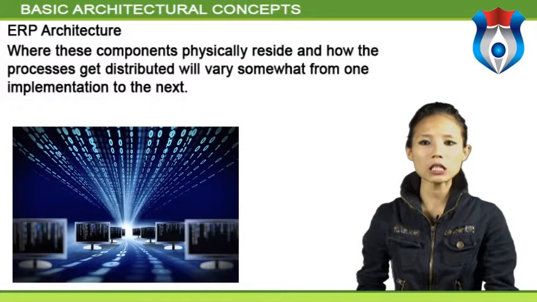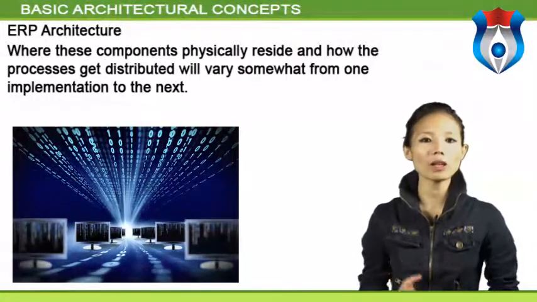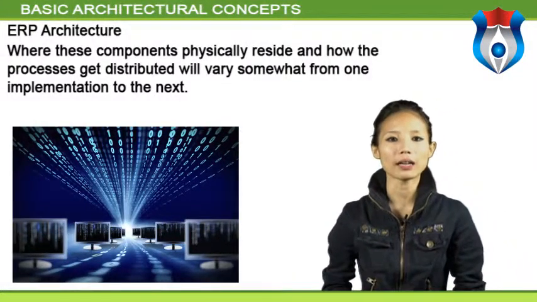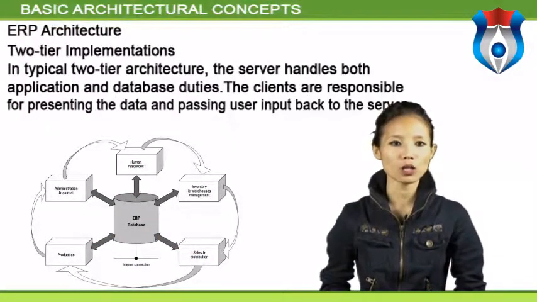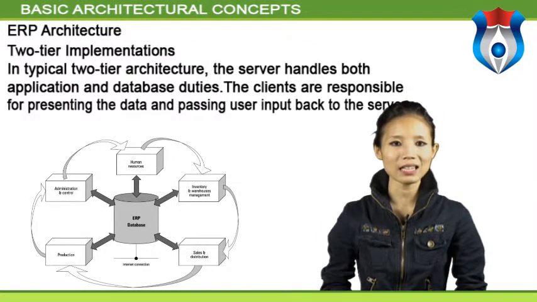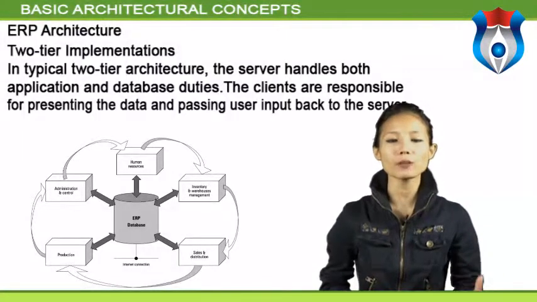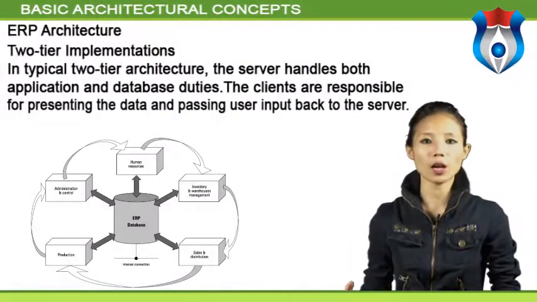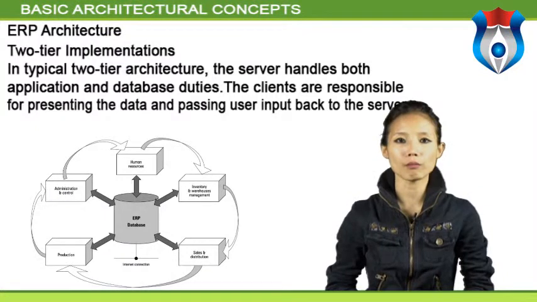Where these components physically reside and how the processes get distributed will vary somewhat from one implementation to the next. The two most commonly implemented architectures are outlined. In a typical two-tier architecture, the server handles both application and database duties. The clients are responsible for presenting the data and passing user input back to the server. While there may be multiple servers and the clients may be distributed across several types of local and wide area links, this distribution of processing responsibilities remains the same.